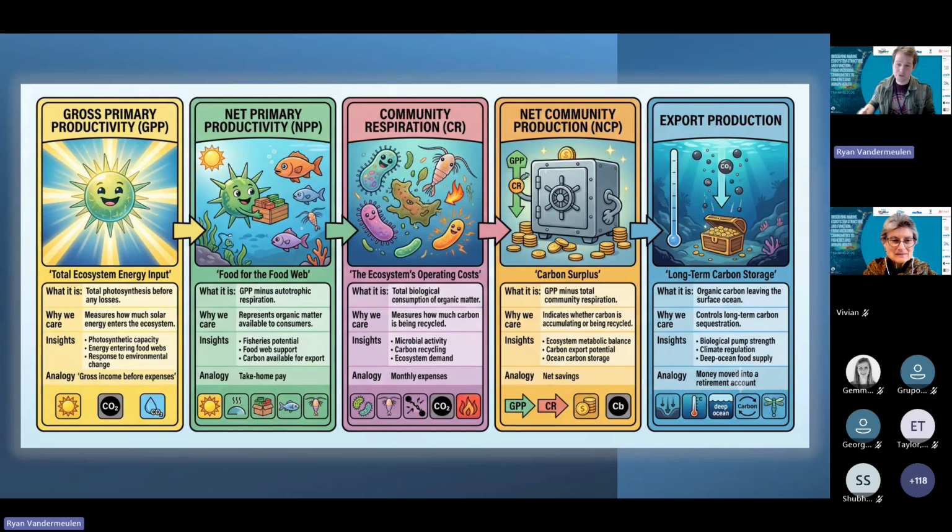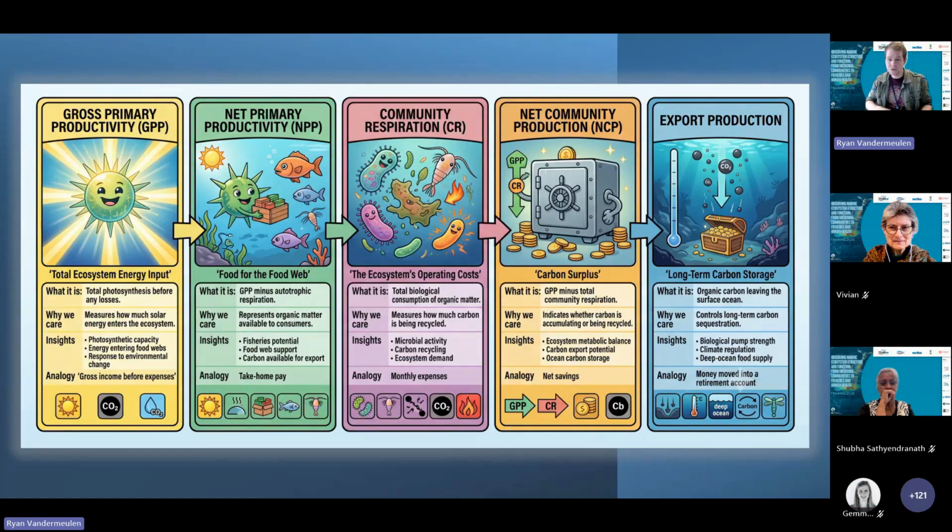You can think of this as the initial deposit, the full amount of energy entering the biological system before respiration and other losses begin to subtract from that pool. And if you want to understand the capacity of the ocean to capture sunlight and convert it into biological energy, GPP here is the fundamental starting point.